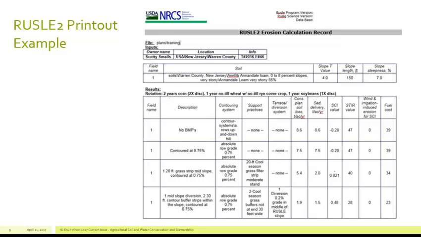That may not be practical on our site that has a slope length of only 150 feet. So we may want to look into changing the tillage on the rotation rather than trying to reduce our soil loss by adding best management practices.